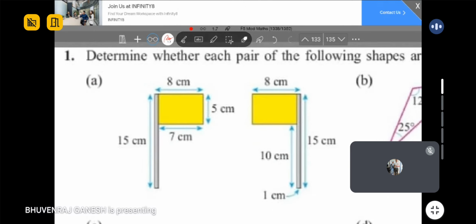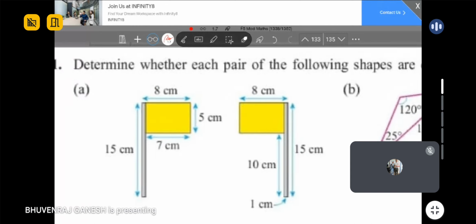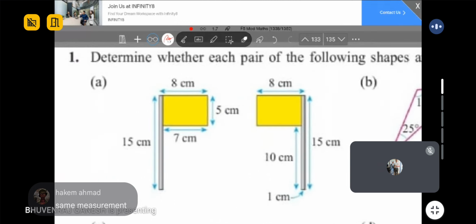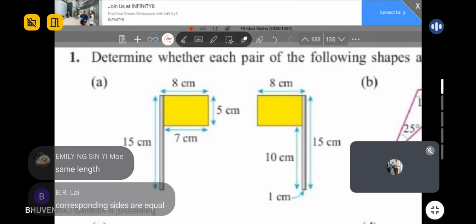Okay, so what make you say congruent? Reason. Although the question never ask reason, I want you to give reason. Saya nak sebab dari kamu semua. Mengapa soalan A ni congruent? Okay, very good. Same measurement. A bit more detail. Yes, same length. Correct. Corresponding side are equal.